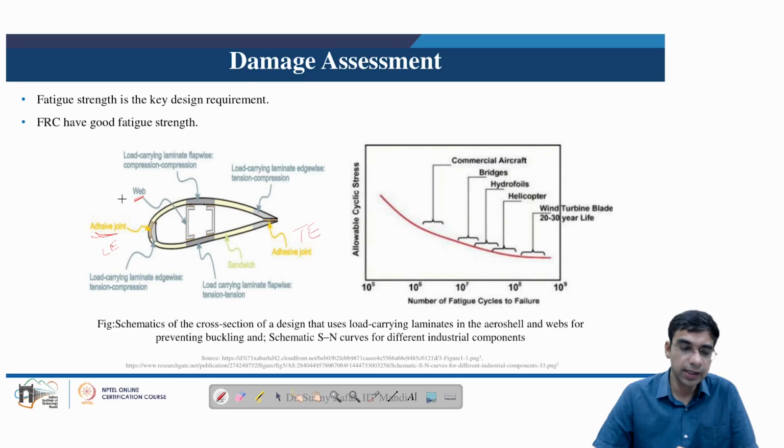So we can see there are several regions or specific points which can cause failure of the overall wind turbine blade, because of which proper care needs to be taken for damage assessment, for any type of reason as discussed previously.